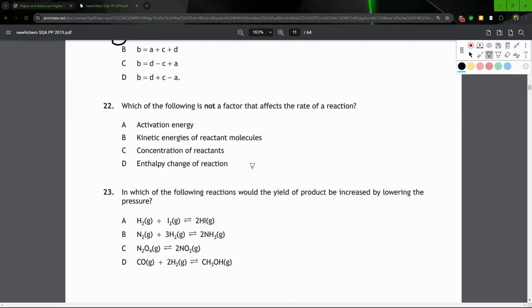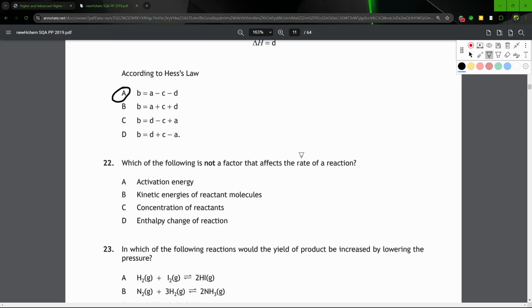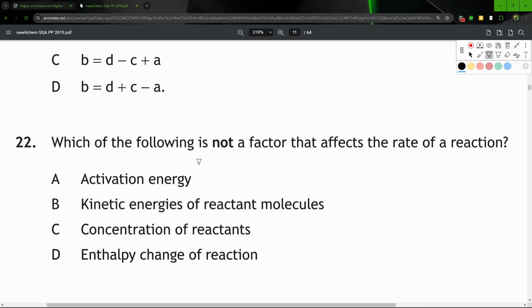22. Which of the following is not a factor that affects the rate of reaction? So we'll go through this. Activation energy, that absolutely does affect the rate of reaction. That's why catalysts increase rate of reaction, because they reduce the activation energy by providing an alternative reaction pathway. Kinetic energy of reacting molecules, that's basically just a fancy way to say temperature, which of course, if I heat something up, it's going to react faster usually. So yeah, temperature absolutely affects the rate of reaction. Concentration of reactants, yeah, 100%. If I use very super concentrated hydrochloric acid, it's going to react faster than the super lame weak acid you get in chemistry class.